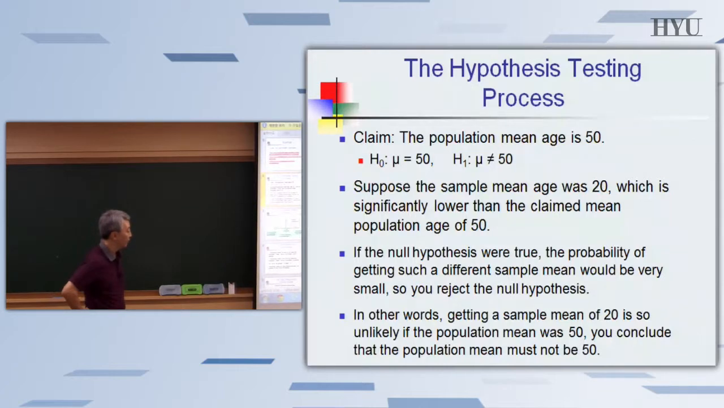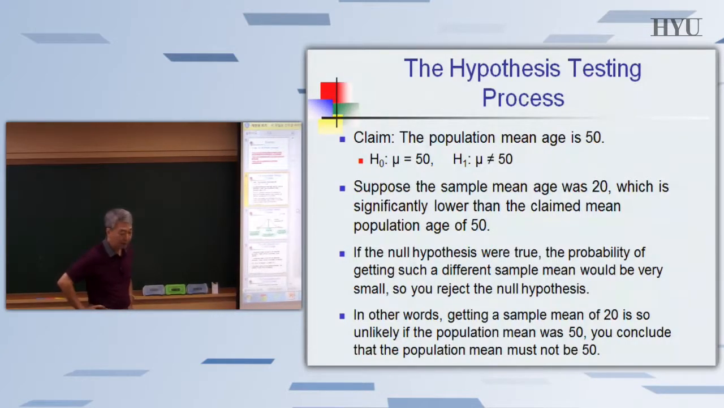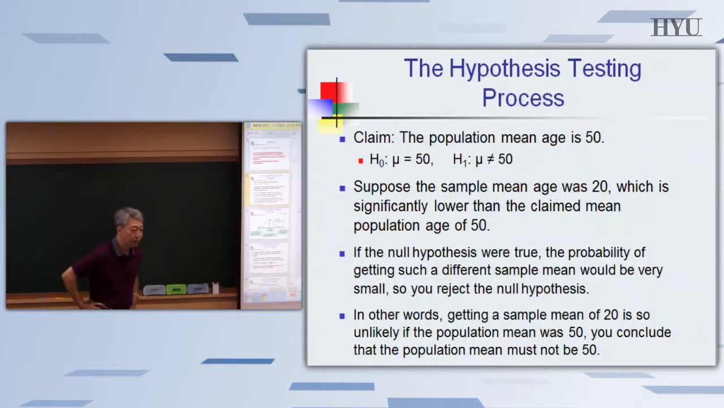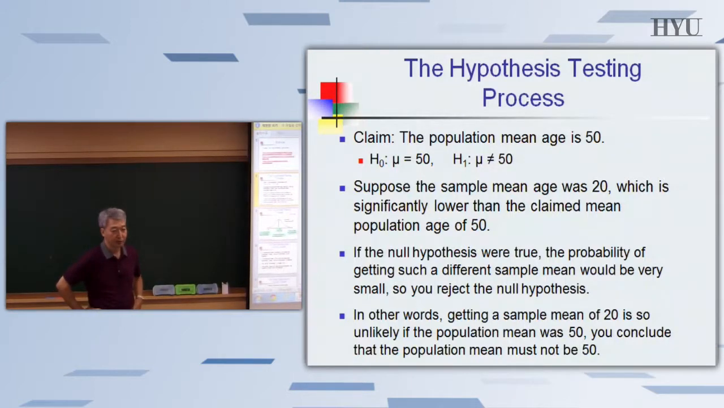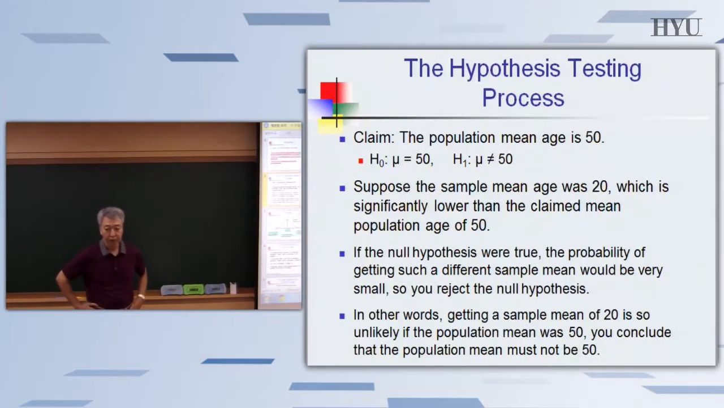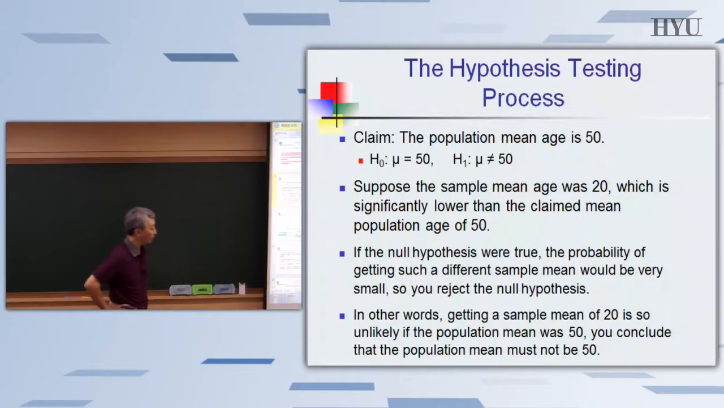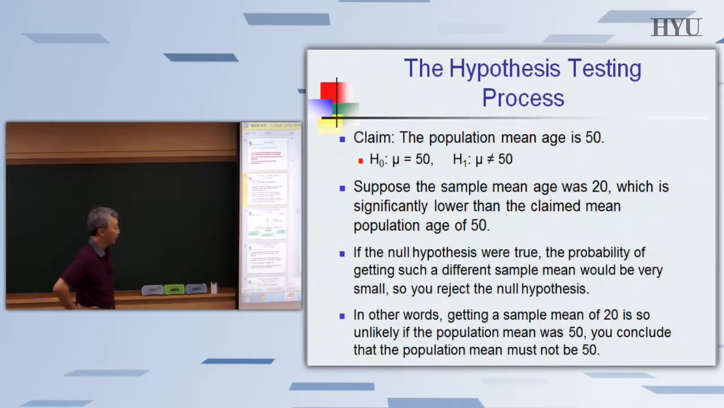So here's, I guess, an example. In this example, somebody claims that the population mean age is 50. Then we set it up as the null hypothesis. And throughout the test, we are going to assume that this null hypothesis is true, until we find sufficient evidence to reject it, okay? So the alternative hypothesis says it is not true, it is not 50, okay? And then we're going to take some sample, okay?